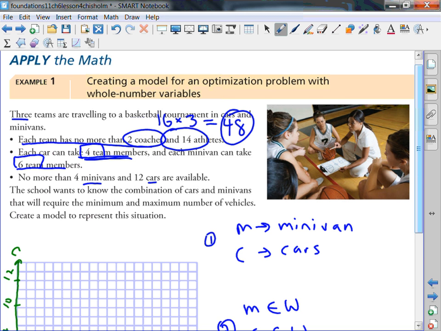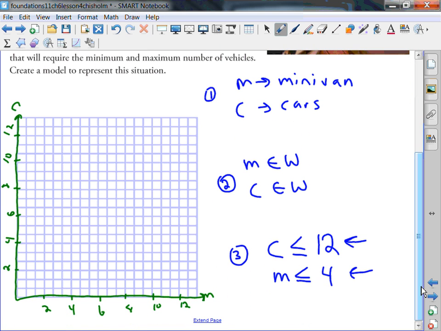So that's going to dictate what our next inequality is going to look like. What we're going to do is say 4 people per car and 6 people per minivan has to be less than or equal to a total of 48 people. So here are the constraints or the linear inequalities that we're going to have to graph.